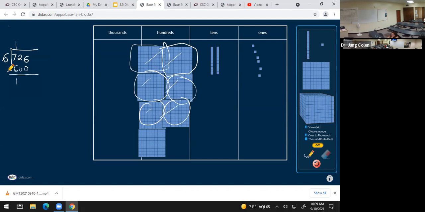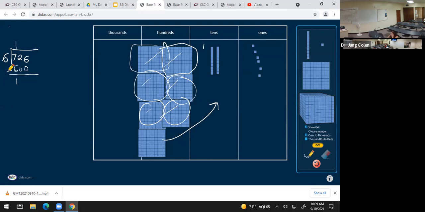But I cannot put this into 6 groups yet, unless I switch this with 10 tens, right? So I can regroup this into 10 of this. I'll just move this here, okay? Because breaking takes time, okay? But with your students, if you're using physical manipulatives, please regroup this with the 10 tens.